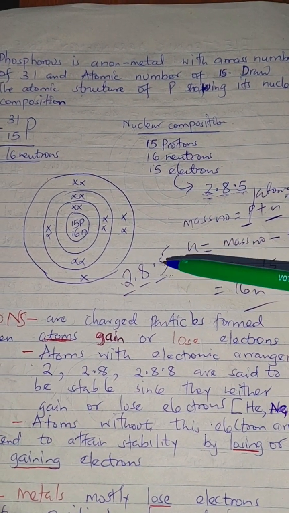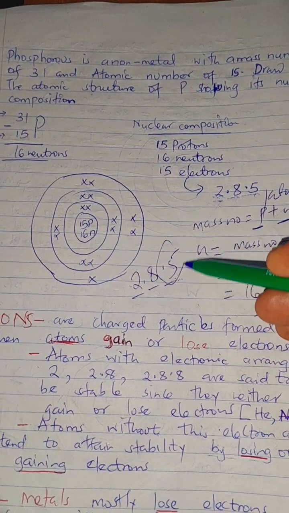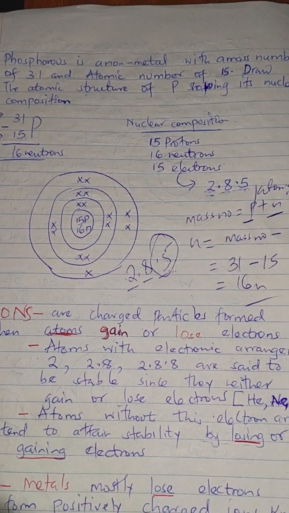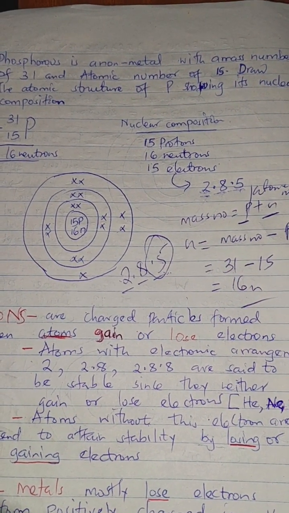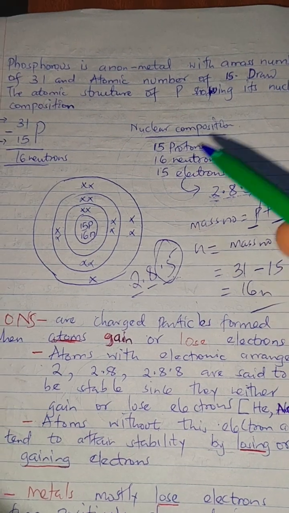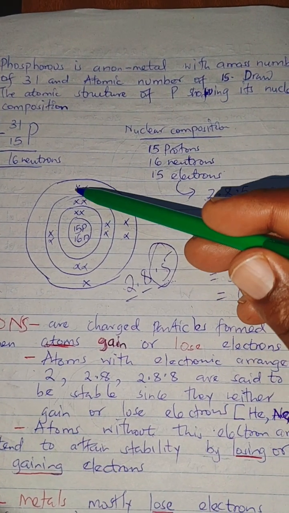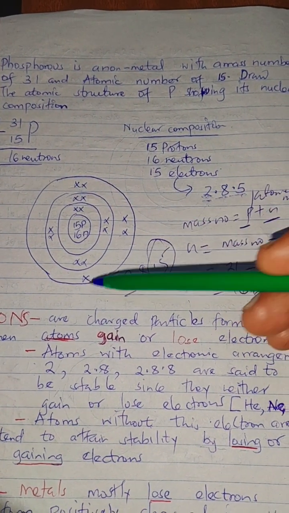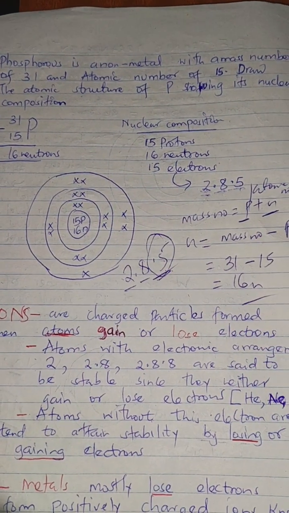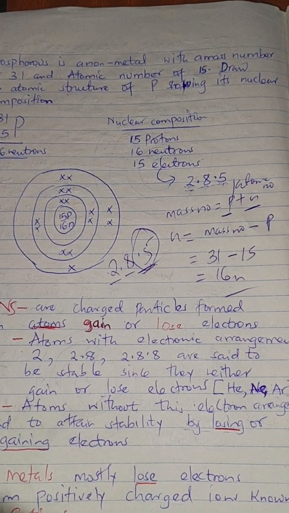And it's in group 5 because it has 5 electrons in the outermost energy level. Let's count the outermost energy level: 1, 2, 3, 4, 5. So it has 5 electrons in the outermost energy level, therefore it's in group 5.